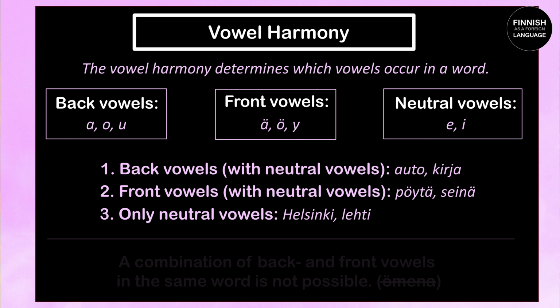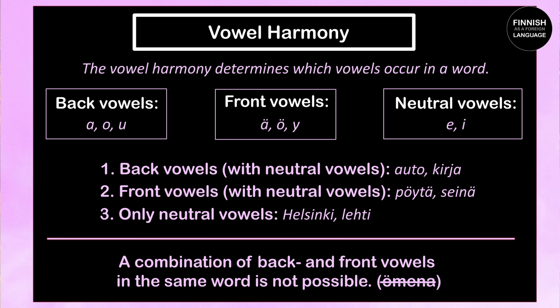Then the third rule is that it's also possible that in a word we only have neutral vowels, which means neutral vowels can also stand alone. For example, Helsinki. This one does only consist of neutral vowels, so that means we don't have any back or front vowels here. And the second example is lehti, meaning newspaper or leaf, and this one also only has neutral vowels.